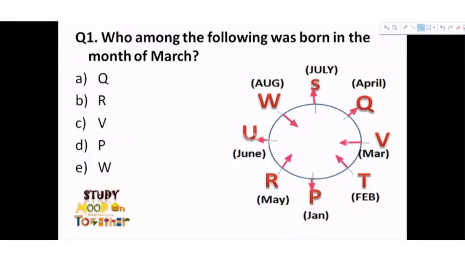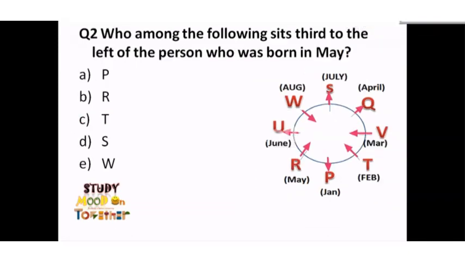Question number 1. Who among the following was born in the month of March? A. Q, B. R, C. V, D. P, E. W. From the figure that we have made we got to know that V born in the month of March, hence we tick on option C. That is V.